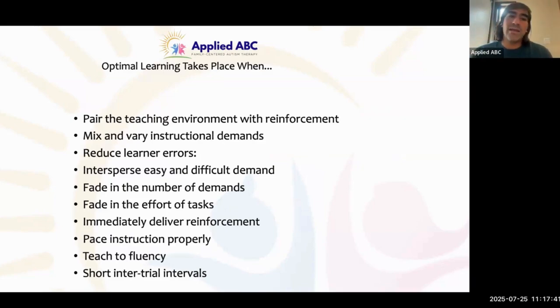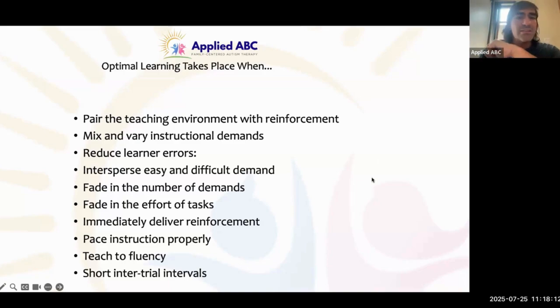Optimal learning takes place when you pair the teaching environment with reinforcement. So again, pairing is all about: I'm at school, yay, my teacher's here, hooray. Mix and vary instructional demands. So when we're teaching manding, we have all those different mands available. Reduce learner errors: start with errorless teaching, show them what success looks like, make them feel successful, etc.